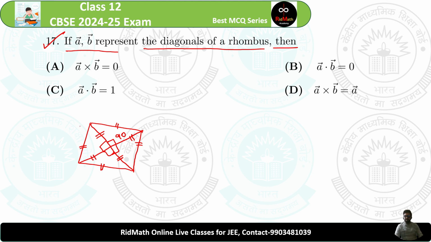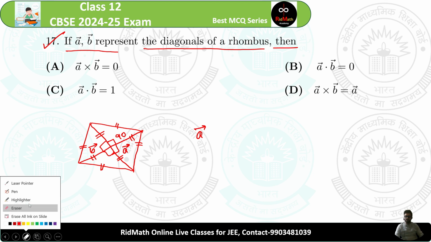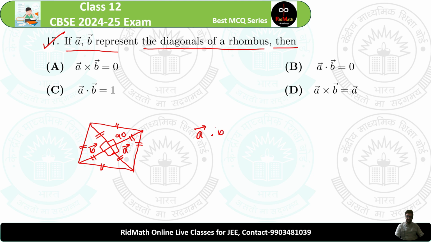So if this is a vector and this is b vector, because of the perpendicularity of a and b vectors, that means a vector dot b vector is equal to 0, because a and b vectors are perpendicular. This is the property of a rhombus. I hope you know the basic geometry. So that means a dot b equals 0. B option is correct.